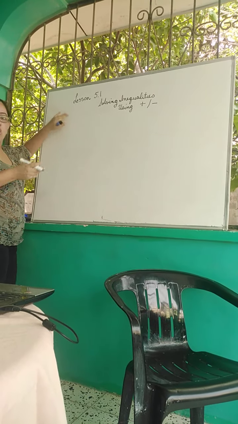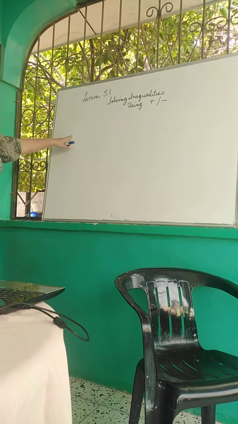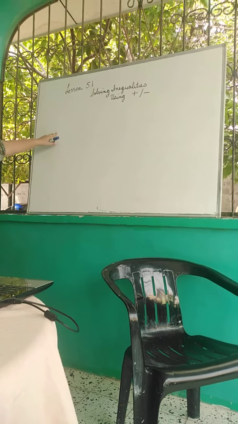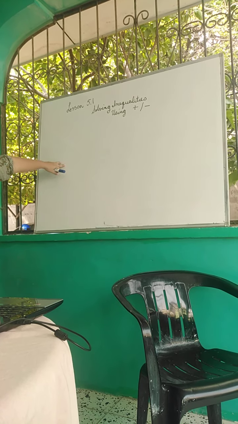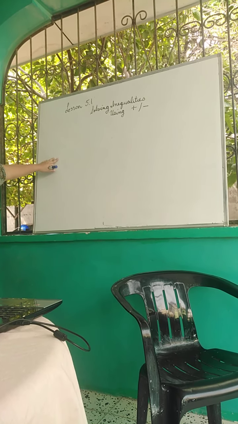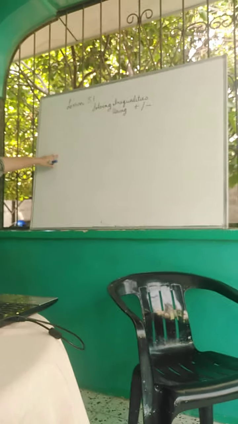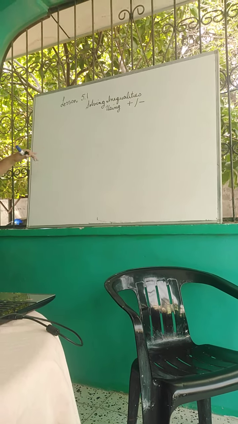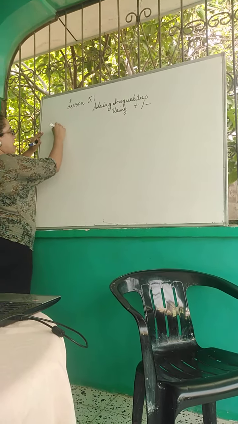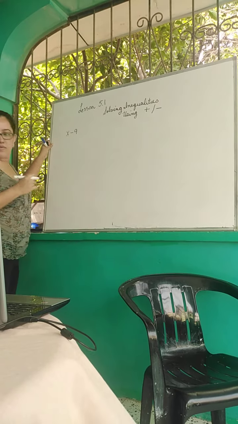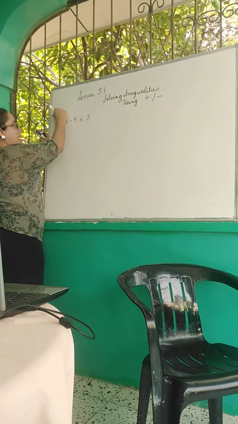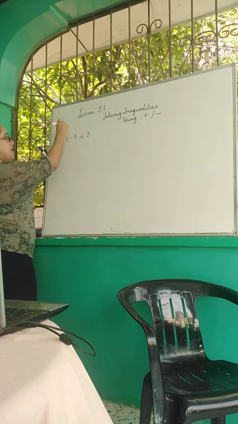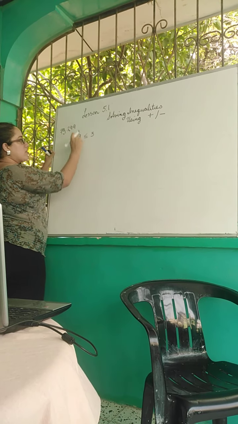Now let's do solving the equation. The first one, we have x minus 9. X minus 9 is less than or equal to 3. This is on page 299. Page 299, number 1.